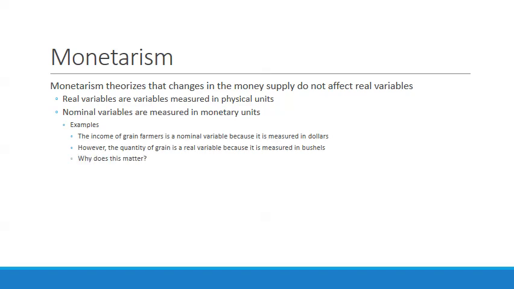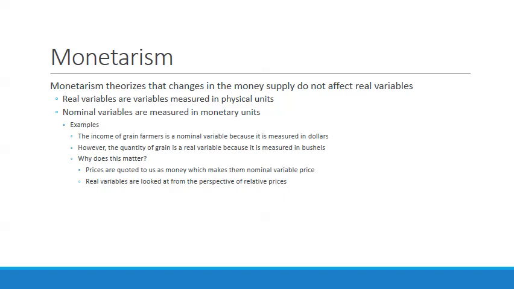So why does this matter? Prices are quoted to us as money, which makes them a nominal variable, because when something is quoted to you as $4.99, all we're really saying is that's its measurement. That's a measure of its value. Real variables are looked at from the perspective of relative prices, though. So the price of one thing compared to another. For example, the price of wheat is 2 bushels of corn. So which is more valuable? The wheat is.